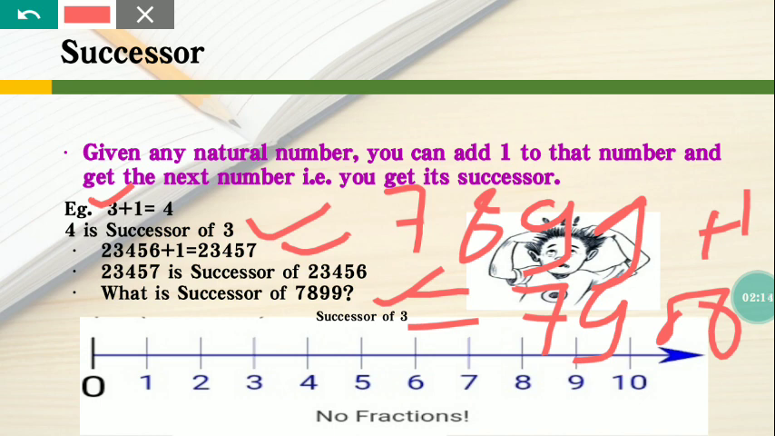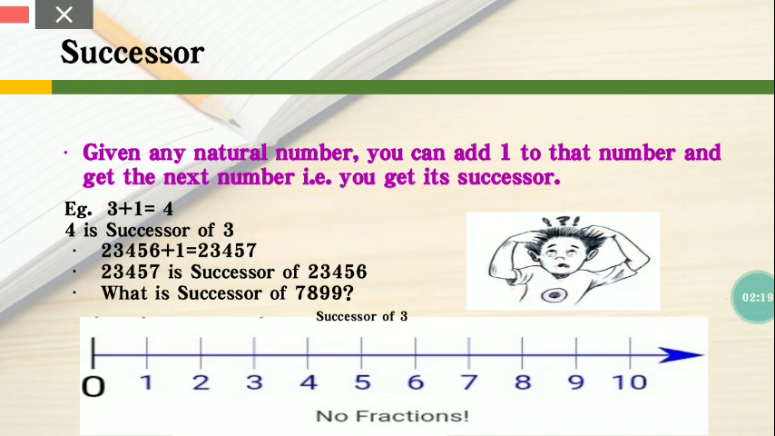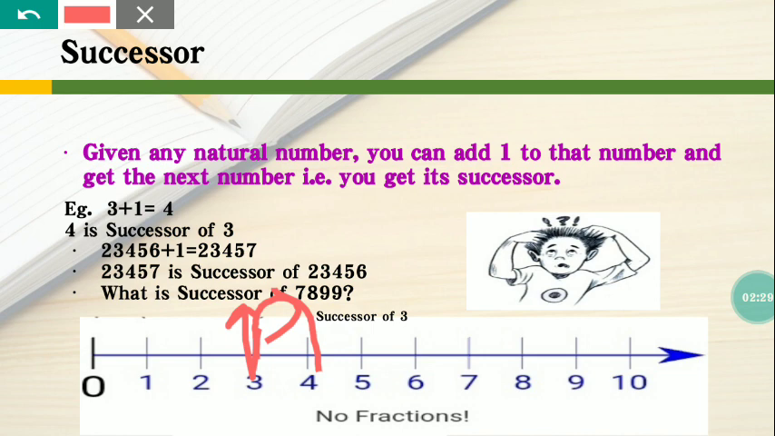So how do we represent the successor of any number on a number line? Suppose we want to find out the successor of 3. When we move one step on the right side of this 3, we get the successor of 3, that is 4. Suppose we want the successor of 6. When we add 1, we move 1 to the right side of that 6, we get 7. So 7 is successor of 6.